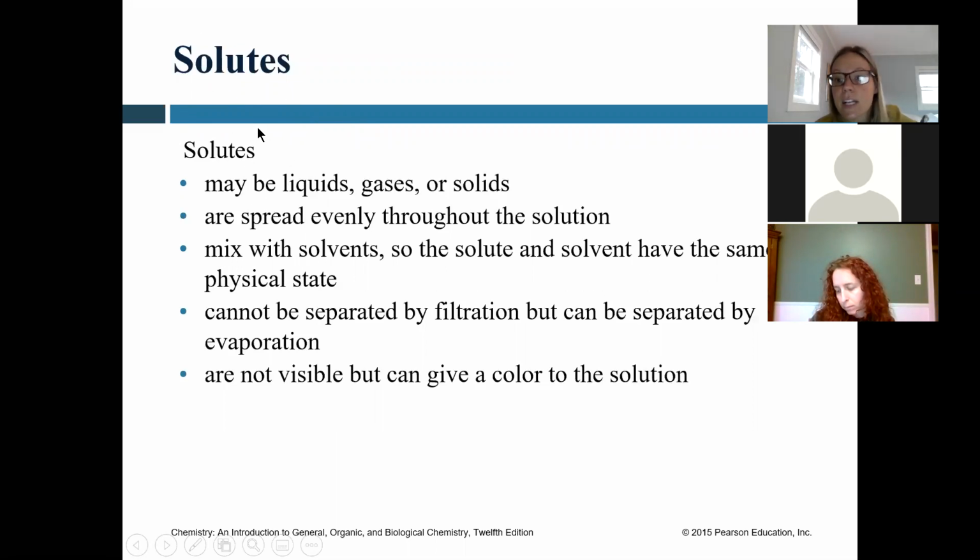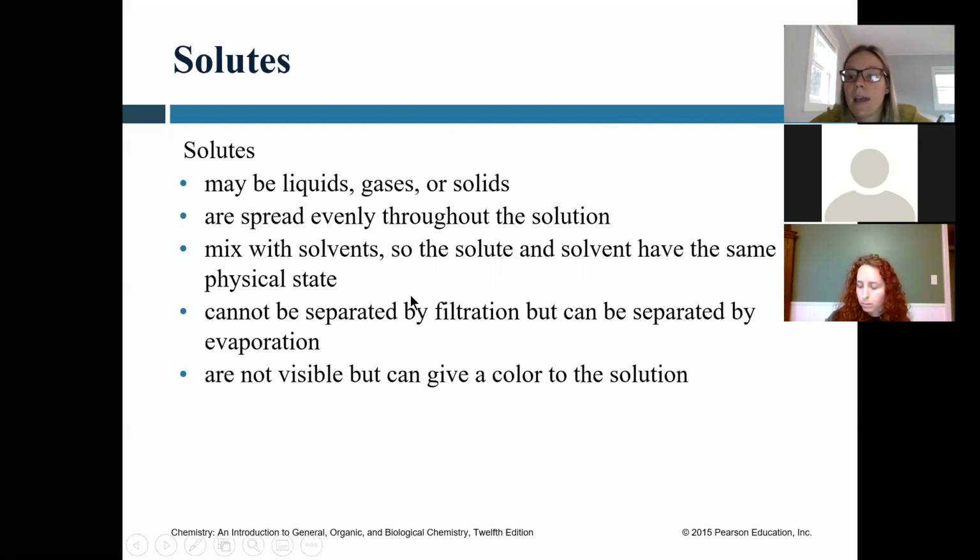Solutes, so things that are getting dissolved, can be liquids, gases, or solids. They are spread evenly throughout your solution. The fact that these are homogeneous mixtures means that they are evenly mixed. The concentration will be consistent throughout. They mix with solvents so that the solute and the solvent have the same physical state.